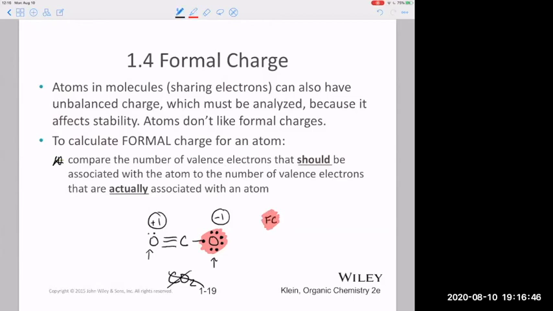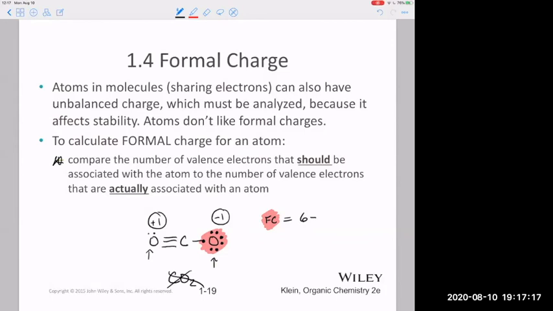All right, so let's start with this red oxygen here. To calculate formal charge, you're going to take the number of valence electrons that the atom has when it's all by itself. So how many valence electrons does an oxygen atom have when it's all by itself? Again, we find this by looking at the periodic table and counting the columns. There are 6. And then we're going to subtract from that the number of electrons that are currently associated with this atom.